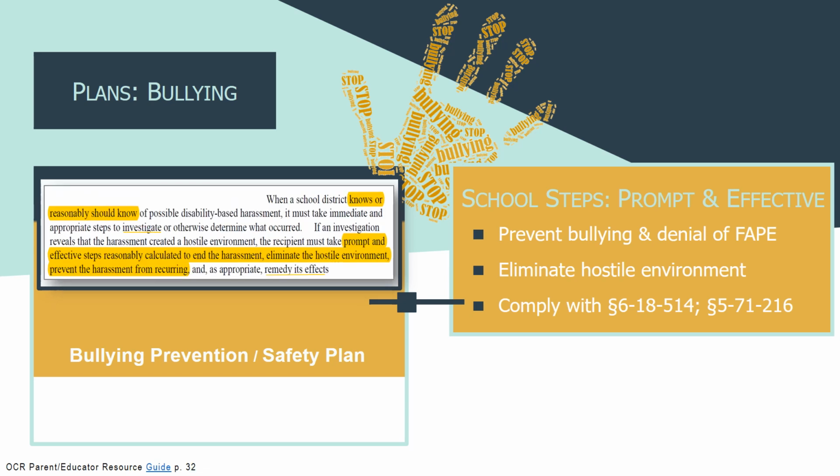The school system is required to take prompt and effective steps to both prevent the bullying and harassment before it happens and eliminate bullying-based hostile environments when reported. Of course, there must be full compliance with the Arkansas Bullying Prevention Law.